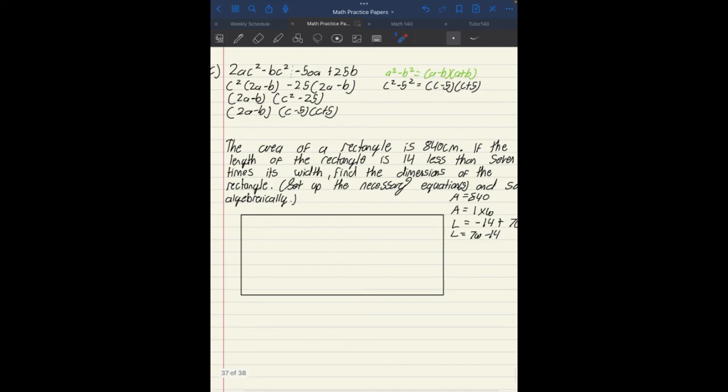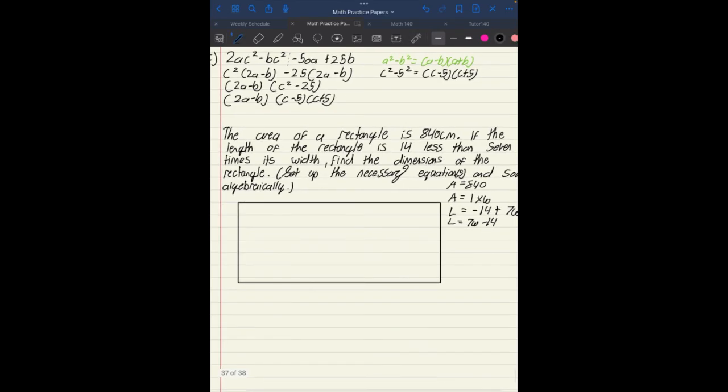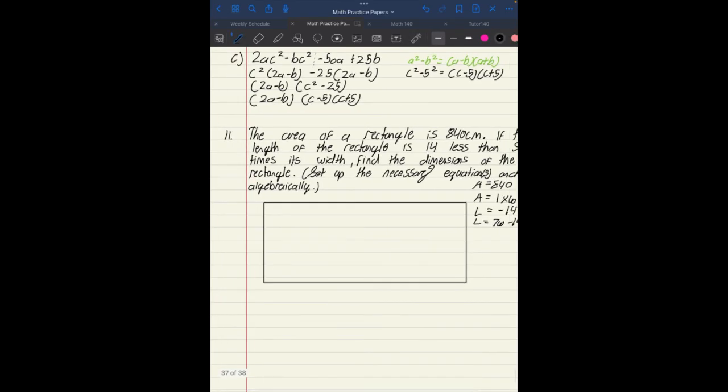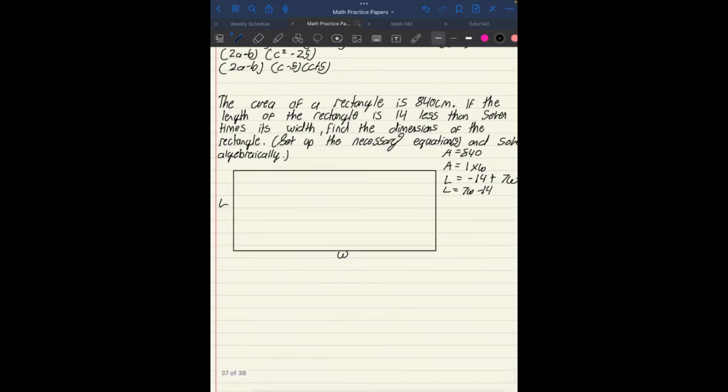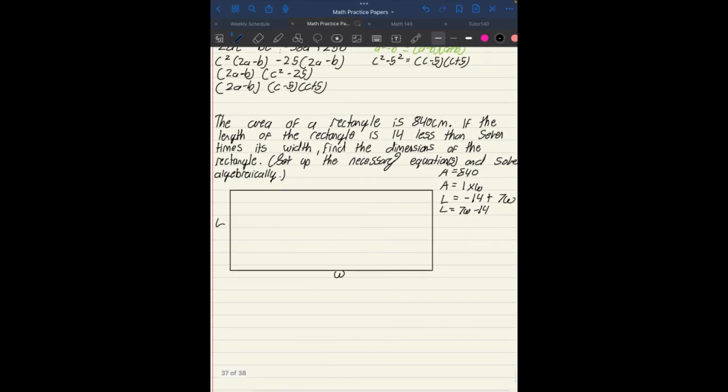So now we have two variables. We have two things we could work with. We have the width, and the length. So we have the width and we have the length, right? So our length is 7w minus 14. Now with this w.